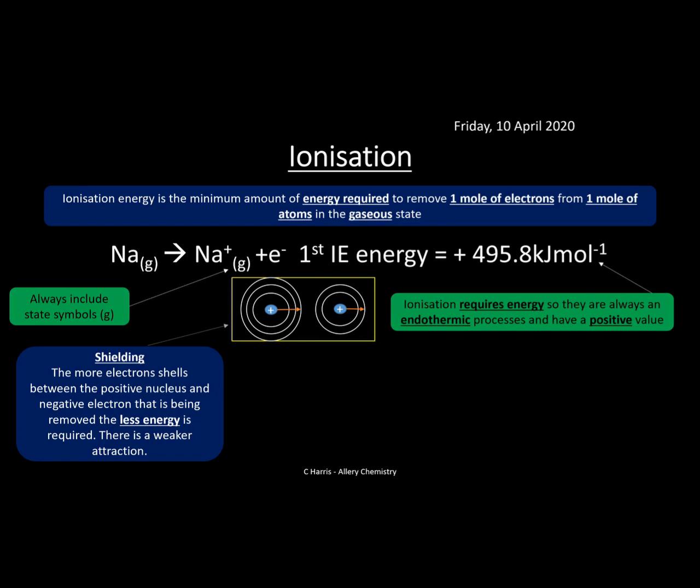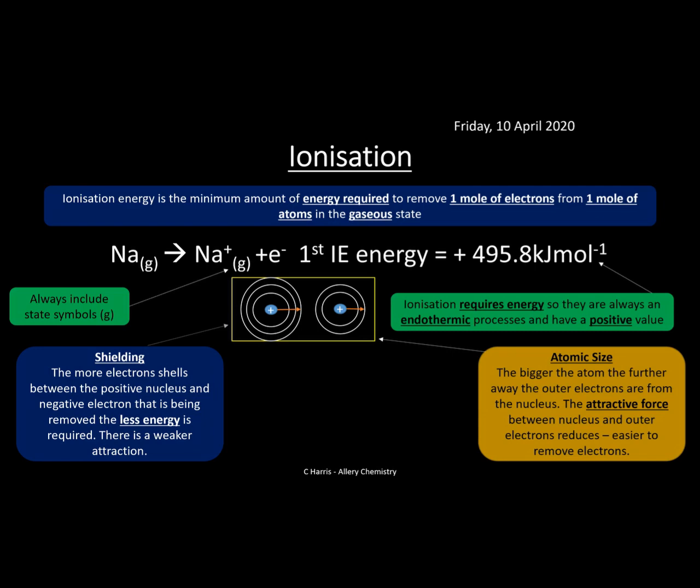And if there's more shielding, it means the attractive force between the positive nucleus and the electron is weaker, and so therefore it takes less energy to remove that electron from the outer shell. So that's quite a difficult concept to understand, but we call this shielding, as you can see on there.